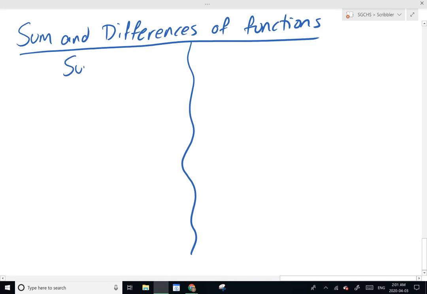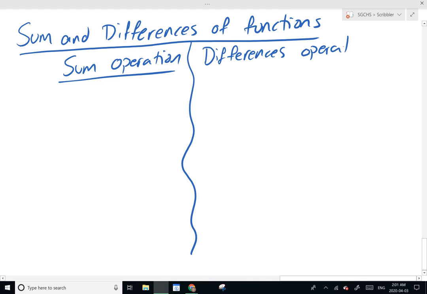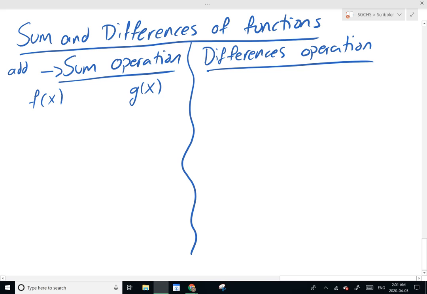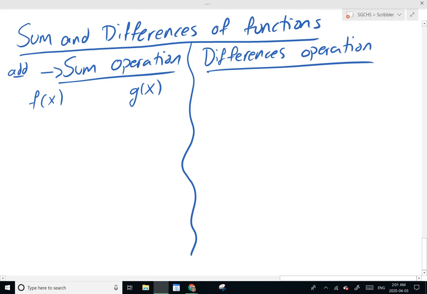On the left-hand side, I'm going to talk about the sum operation of functions. And then on the right-hand side, I'm going to be talking about the difference operation. Okay, so let's say we have a function f of x and a function g of x. A sum is when we're adding two things together, so we are going to add these two functions together. There are just different ways to notate it.